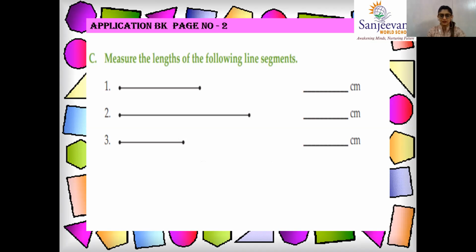So the first measurement of the length, the first line segment given to us, and the length of that line segment is 4.8 centimeter. Again, for the second line segment, you will need a ruler, and let's measure the length of the line segment. It is 7.8 centimeter. Same way we will be measuring our third line segment. So the length of the third line segment is 3.8 centimeter.